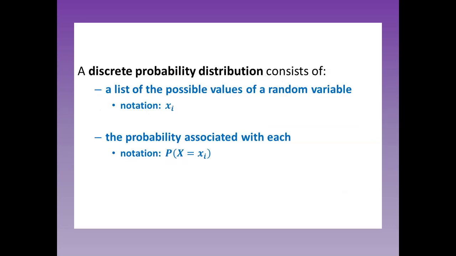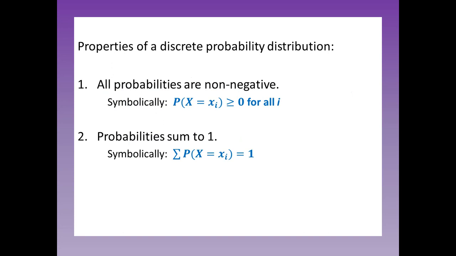A discrete probability distribution, especially one with a finite number of possible values, can easily be arranged in table form, where you would have a list of the possible values of the variable and then the probability associated with each value. These two statements have to be true for any discrete random variable. The probabilities of all values are going to be non-negative, so you can't have a probability less than 0. The other thing is that all of the probabilities have to add up to 1 because one of the possible values has to occur.